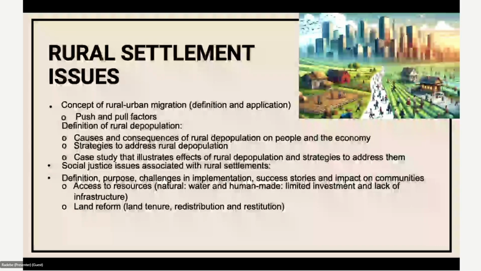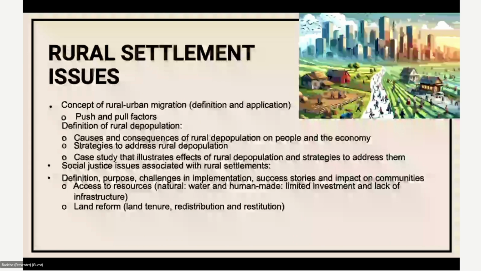Because people are moving away from rural areas to urban areas, what strategies will be implemented in a rural area so that people do not move away from that particular area? So these are some of the things that we need to explain to our learners. Every time, learners will be given a case study that illustrates the effects of rural depopulation and strategies to address those effects. So we also need to explain to them or give them a case study so that they are able to give out the effects of rural depopulation and also the strategies.